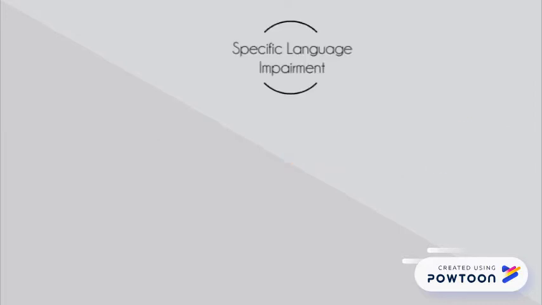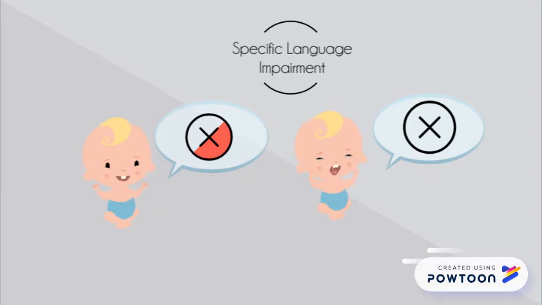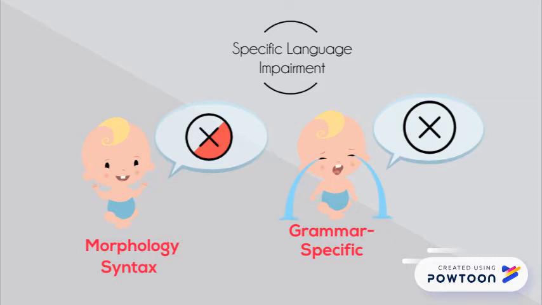Specific language impairment, or SLI, is a language disorder where early development of language is delayed or lacking in using certain aspects of the language. This is especially apparent in the uses of morphology and syntax. Subtypes may include grammar-specific or a broad lack of linguistic knowledge.